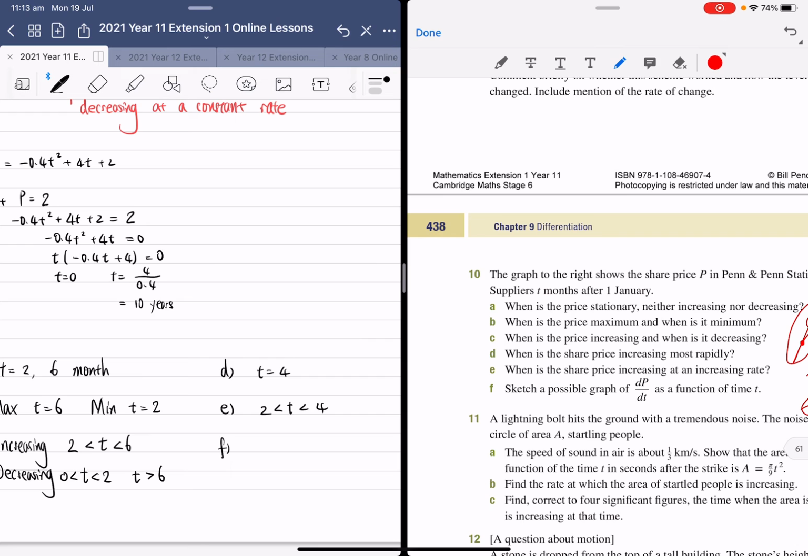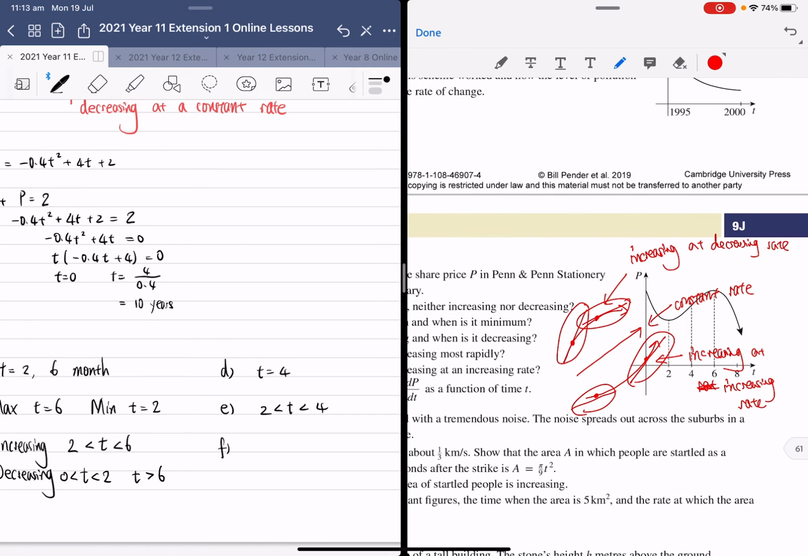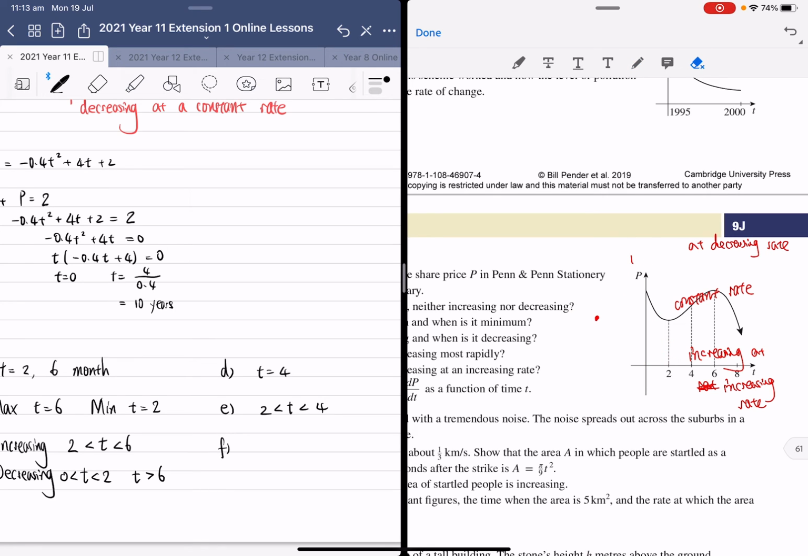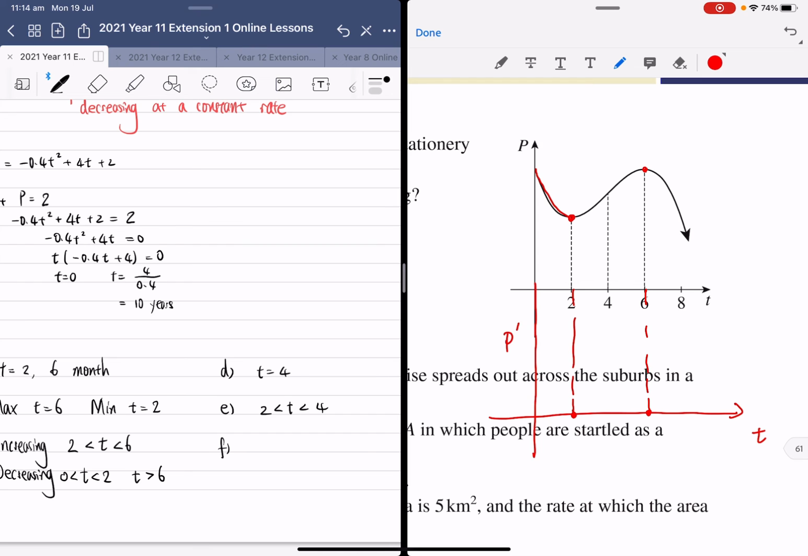All right, last one, sketch the possible curve of dP over dt as a function of time. I'm just going to sketch on the actual textbook, since we have the graph here. We need to sketch the derivative function, and eventually I will teach you how to do that later, but right now, let's try. Okay, the function is decreasing at this point. Now remember, this is a stationary point. The stationary point must be 0 for the derivative. So we've got 2 zeros here.